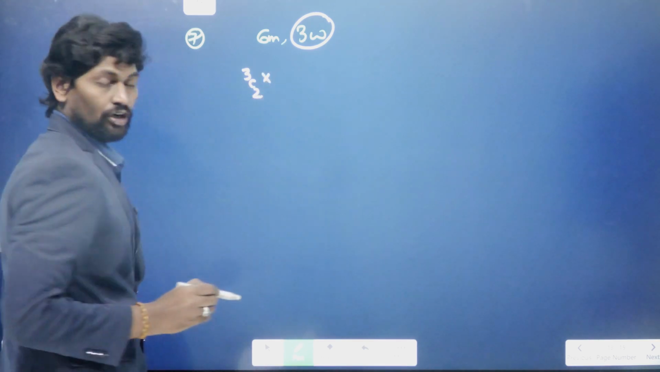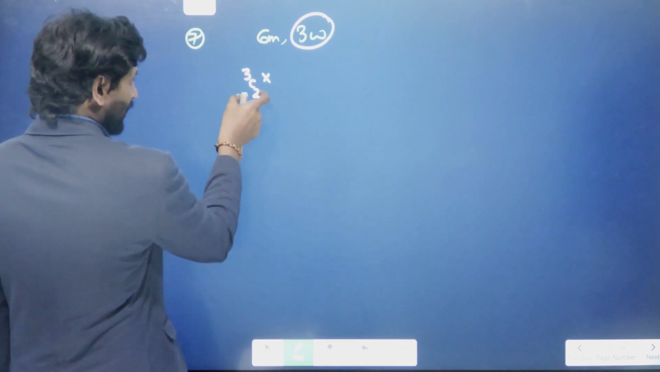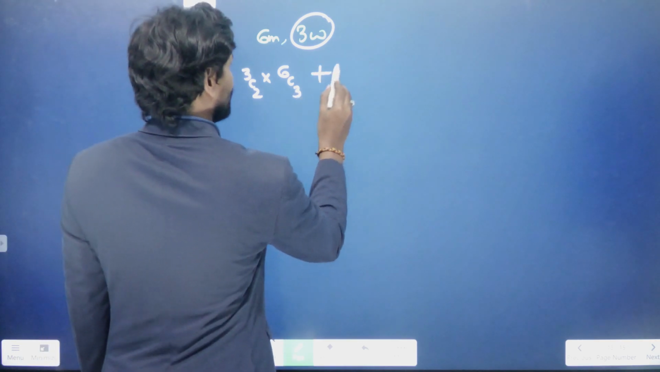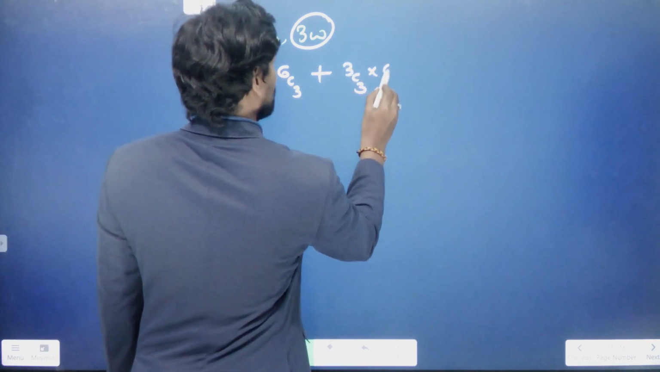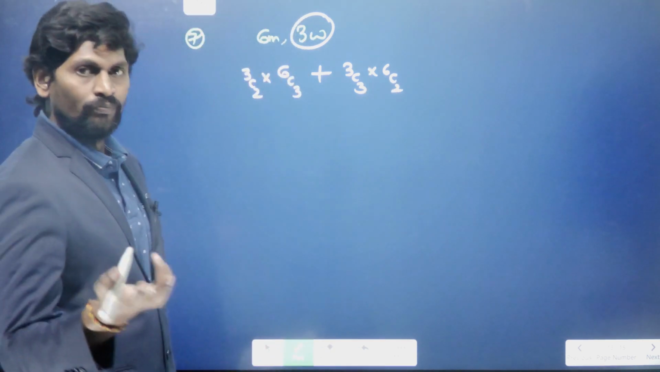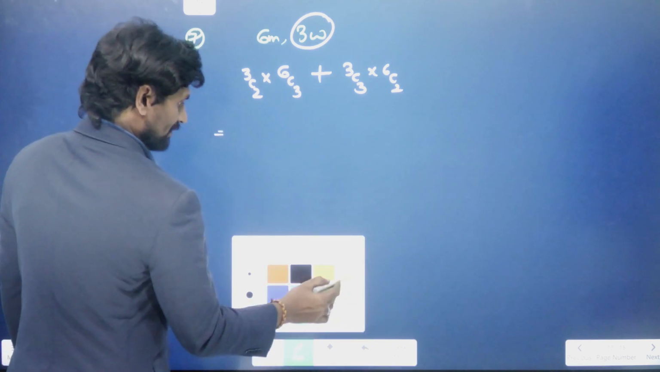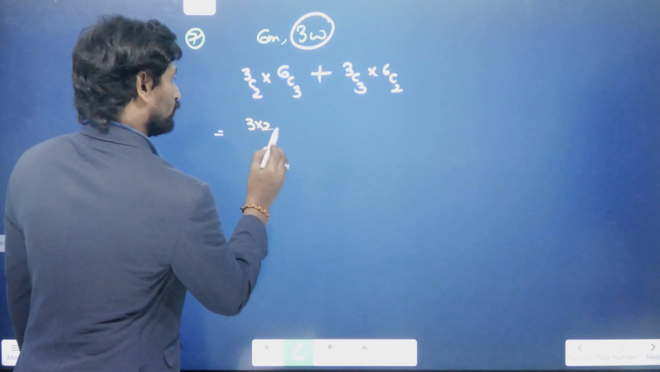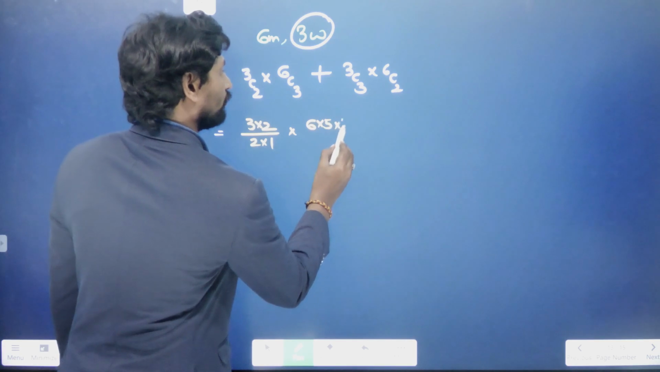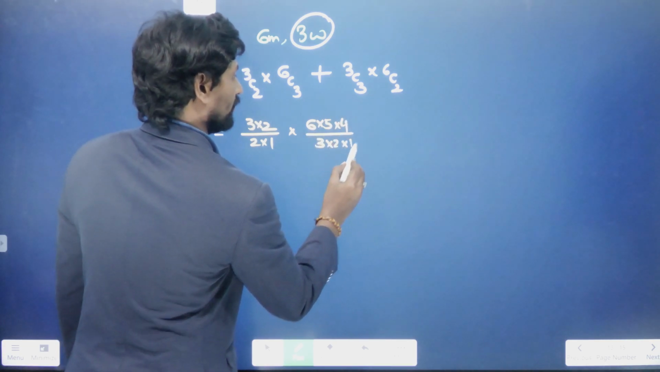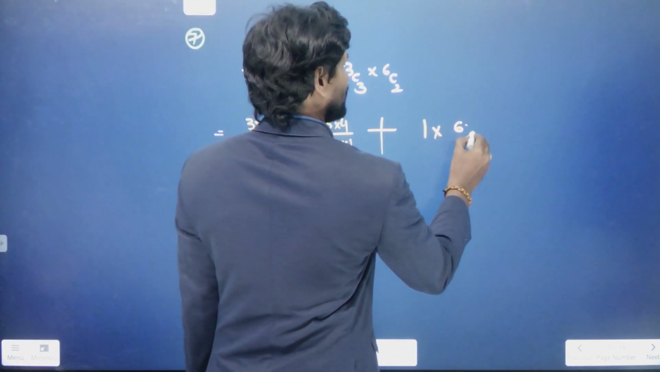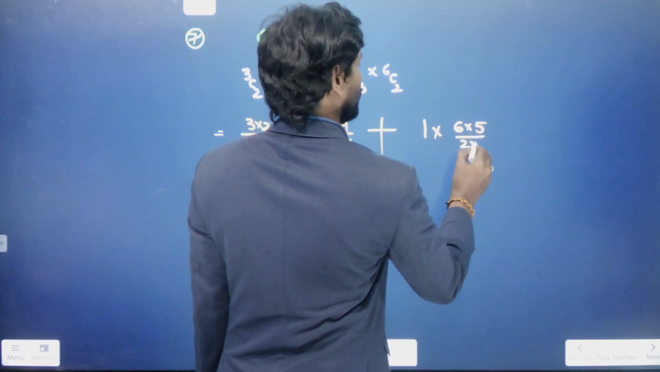So 3C2 into, in total how many members should we make? 5 members. Already 2 we used, so the remaining 3 members from 6 men: 6C3. Next, all 3 women: 3C3 into 6C2. Any other options? No. At least 2 women means these 2 conditions we should use. Next, 3C2 means 3 into 2 by 2 into 1, into 6C3 means 6 into 5 into 4 by 3 into 2 into 1, plus 3C3 value 1, into 6C2 value 6 into 5 by 2 into 1.